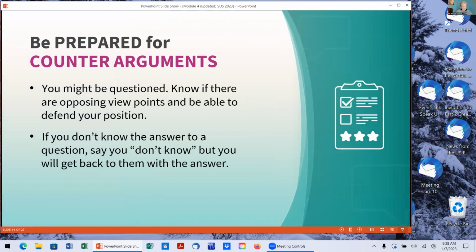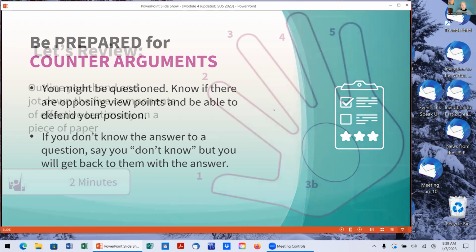Now, it's unlikely to happen during a hearing. It's unlikely that they'll take the time to ask you any questions, but they might. So you should be prepared for that, just in case. If possible, know what opposing views are, the pros and cons of your request. Know what the opposition is saying so that you can address that early on. And if they ask a question and you don't know the answer, it's okay, just say so. I don't know the answer to that. I'd be happy to try and get back to you.